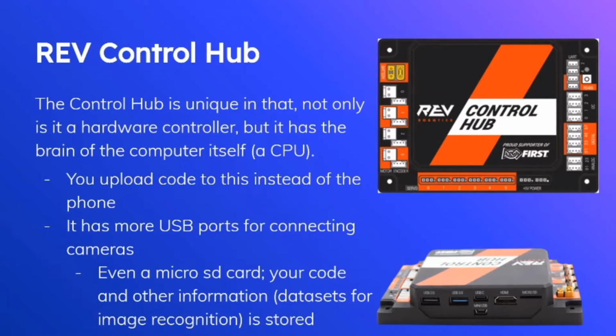Okay, but it has everything else that the expansion hub has, the same amount of ports and everything. Next slide. Just as a side note, what's really nice about the Control Hub is that you don't have to worry about mounting a phone, which saves space. If you were to use the Expansion Hub with a robot controller, you'd have to designate a place on the robot for your phone to go so that it doesn't fall or disconnect or anything.